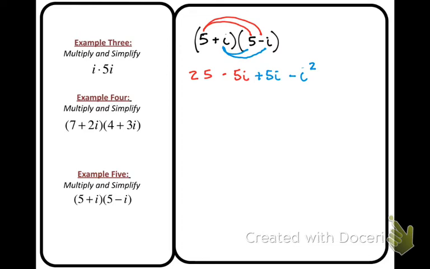Simplifying this out, we combine our like terms. We have our 25, negative 5i plus 5i cancels each other out, so that's 0. And we have our negative i squared. This one is a bit tricky because remember that i squared does equal negative 1. So we bring our 25 down, we have our minus sign, and we know i squared is negative 1, so you notice we have that double negative there. And remember that double negatives turn into a positive, which gives us a final answer of 26.